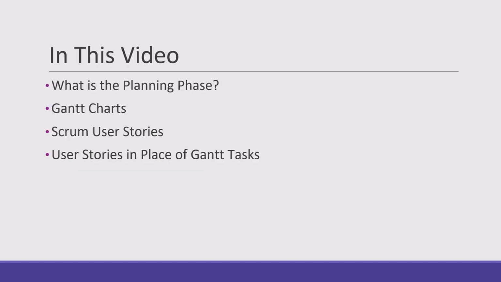We will start off by discussing what the planning phase entails. Next, we will discuss what a Gantt chart is and how it is created in the planning phase. We will be moving away from waterfall project management and into Agile with Scrum user stories. Lastly, we will combine waterfall and Agile in our discussion of user stories in a Gantt chart.